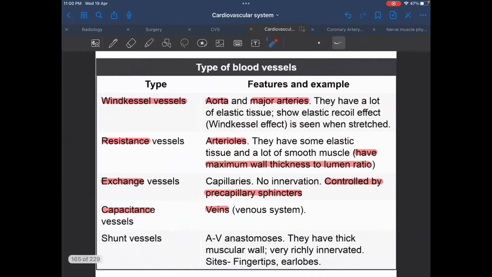Okay, very important. We have discussed the histology. So these are the types of blood vessels that I've discussed. We discussed the Windkessel effect, that is the aorta, the pulmonary artery, and its major arteries, characterized by the Windkessel effect. Then we discussed the resistance vessels, that was the arterioles, and we talked about Poiseuille's law as well. We discussed the exchange vessels, that is your capillaries, controlled by the precapillary sphincters, the metarteriole and the thoroughfare channel. We discussed that too. We have the capacitance vessels, that were your veins, very important.